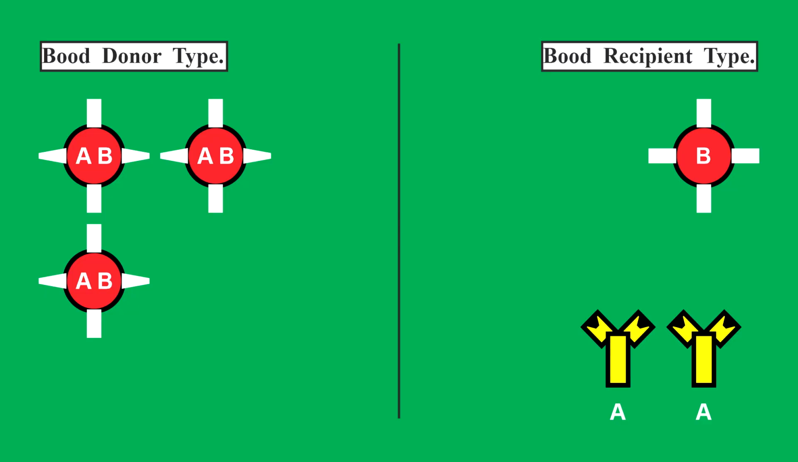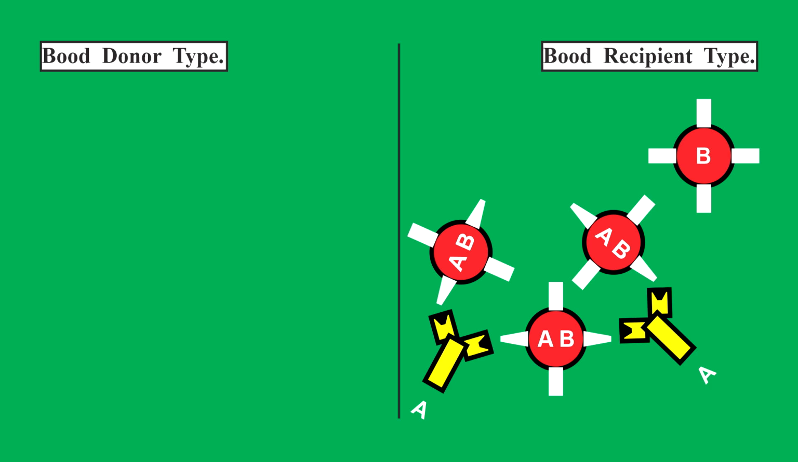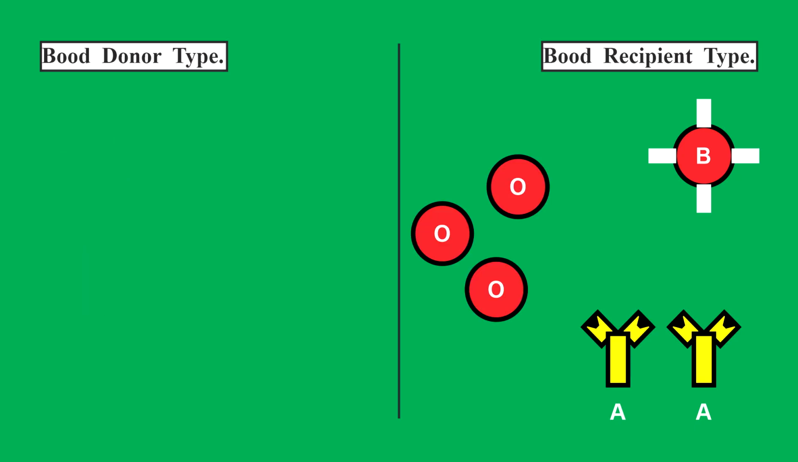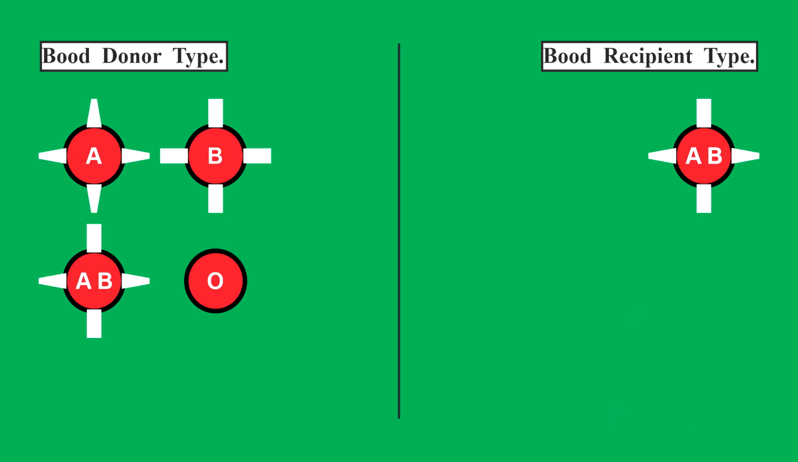Now let's say you get a blood transfusion of blood type AB. Your antibodies will still go after the A antigen. Now let's say you get a blood transfusion of blood type O. Your antibodies will have no antigen to go after, so your immune system will accept this blood type. This is why blood type O is the universal donor blood type.